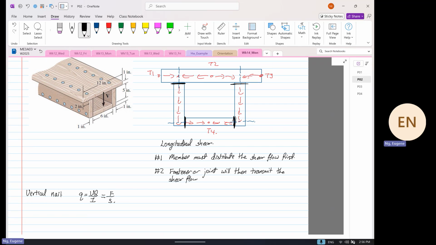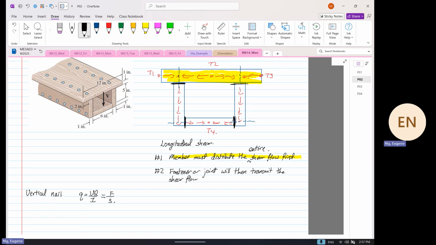What did it say? It must distribute the entire area first. So this is the whole area that you take. Member must distribute the, okay, I put another word more serious, entire shear flow first. So he has to distribute on the entire area independent of your terminal. Can you see that?